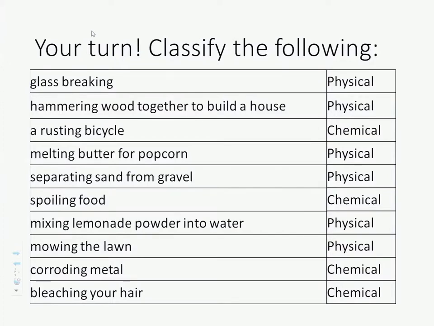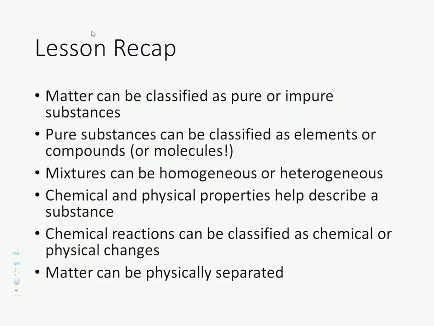So today we've talked about how matter can be classified as pure or impure substances. Pure substances can be classified as elements or compounds or molecules. Mixtures can be homogeneous or heterogeneous. Chemical and physical properties help describe a substance. Chemical reactions can be classified as chemical or physical changes, and matter can be physically separated.